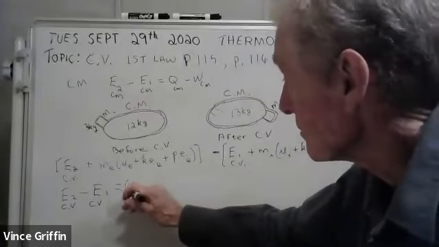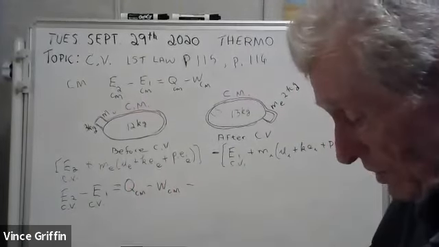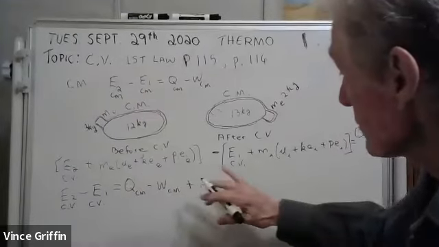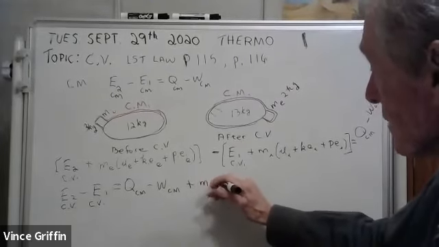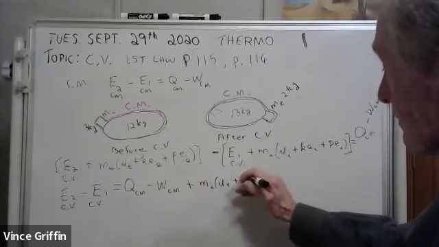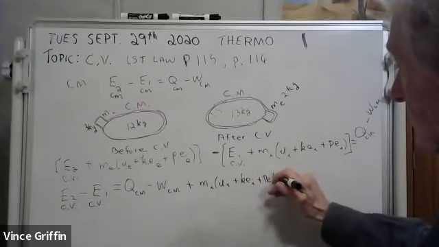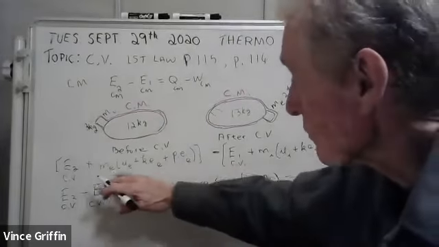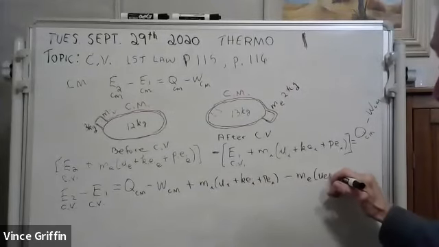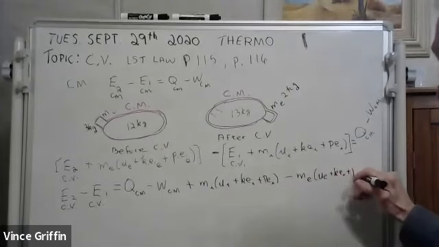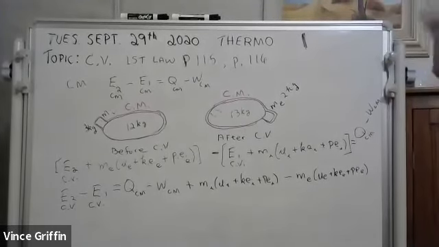So you have QCM minus WCM plus, we're going to take, see, all this stuff is minus on this side of the equation, but it's going to be positive on this side of the equation. And then all this stuff here that's positive on this side of the equation, when you put it on that side of the equation, it's going to be like this. Okay, we're doing great.